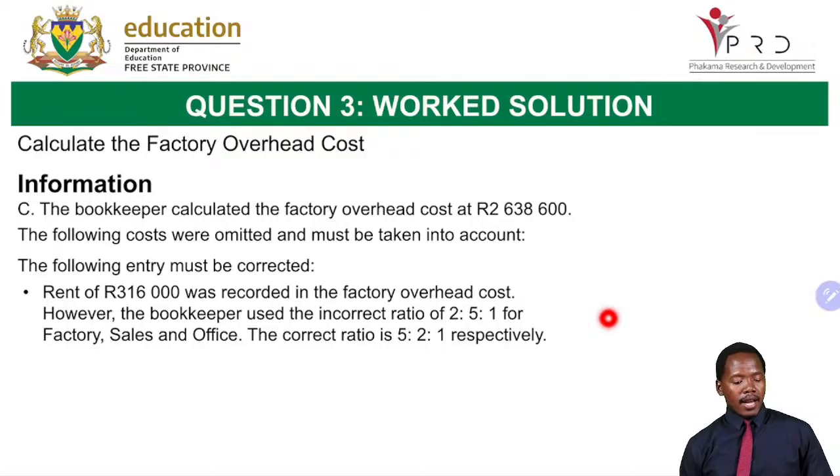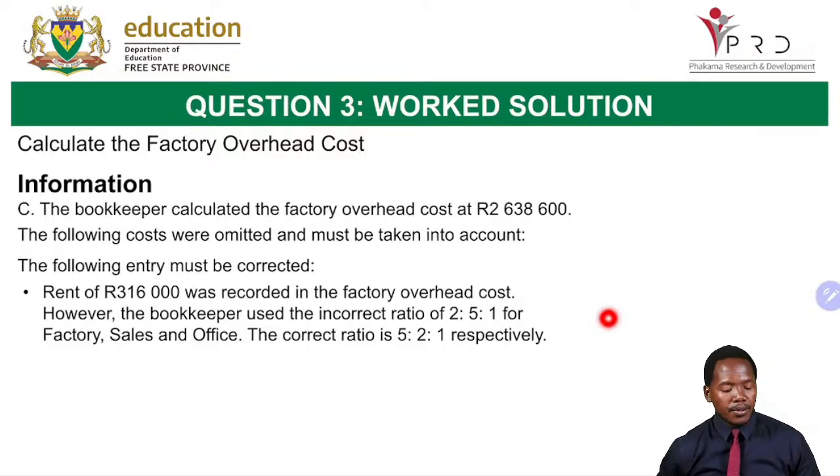Now let's look at the next one. This one talks about rent. Rent of 316,000 was recorded in the factory overhead cost. However, the bookkeeper used the incorrect ratio of 2:5:1 for factory, sales and equipment instead of the correct ratio of 5:2:1 respectively.